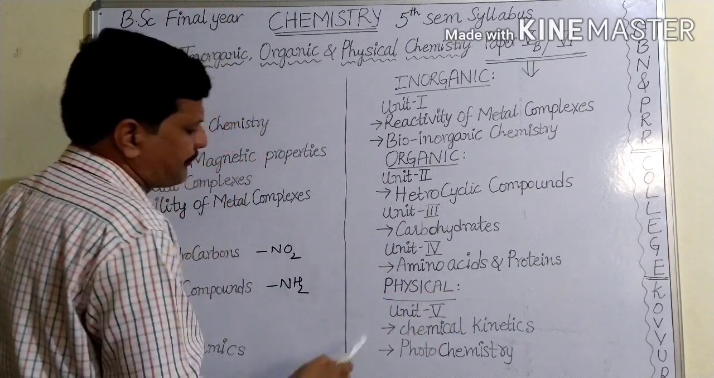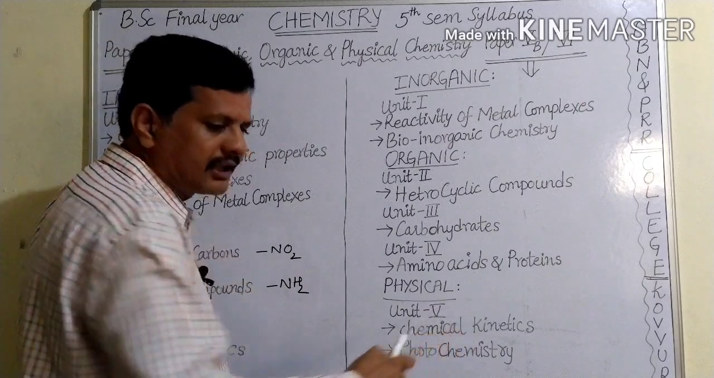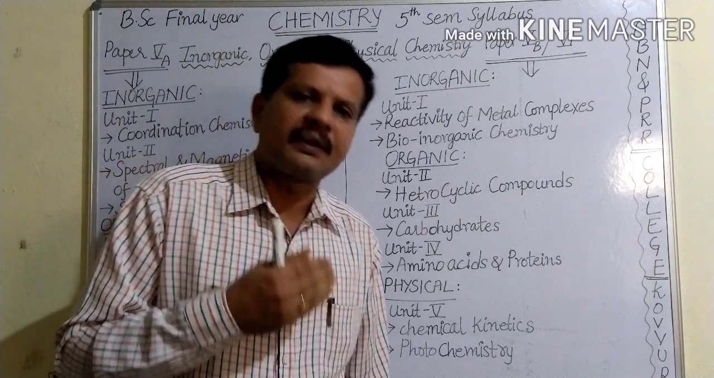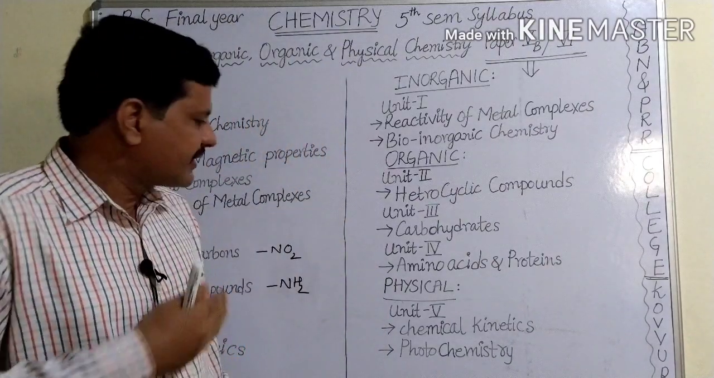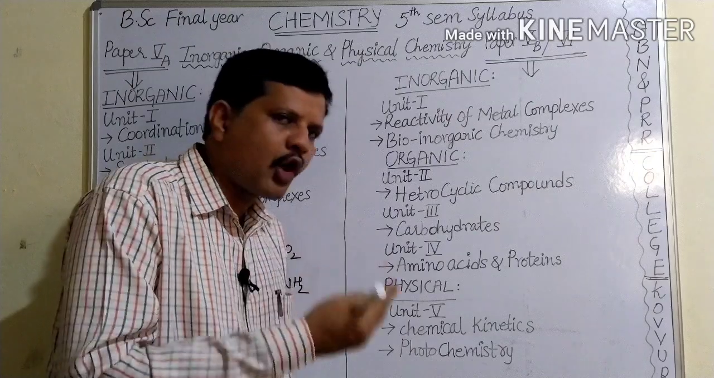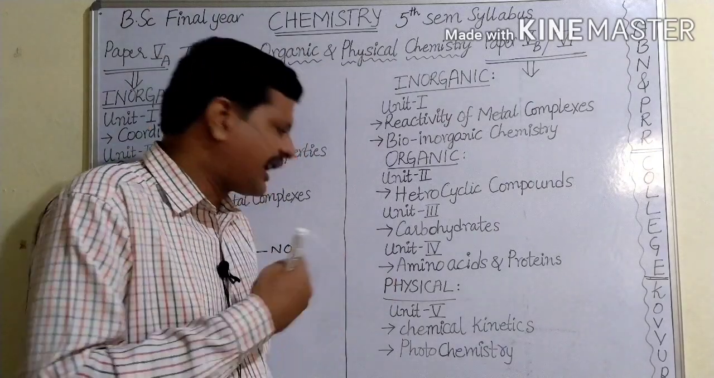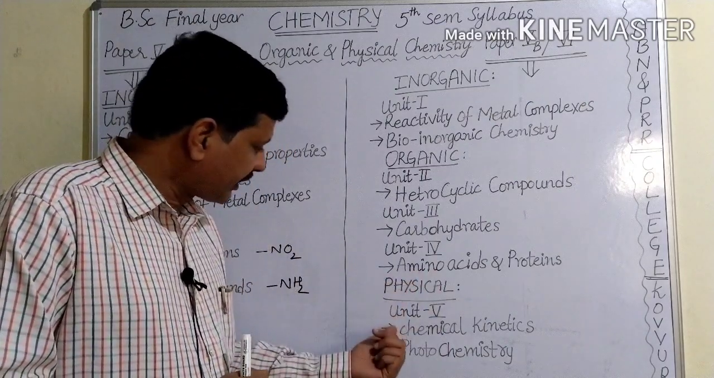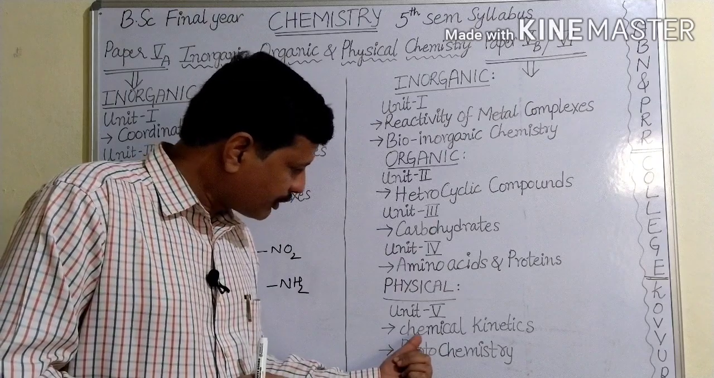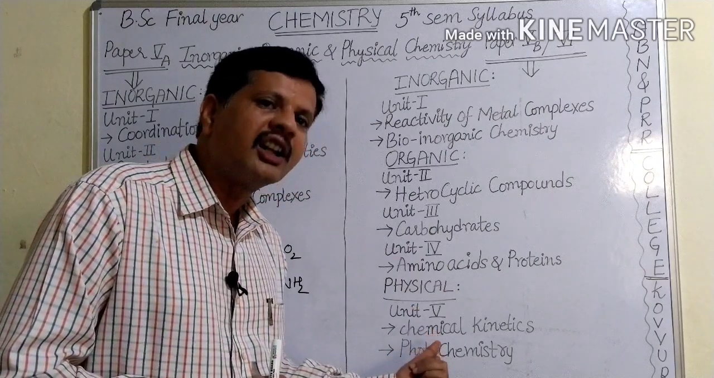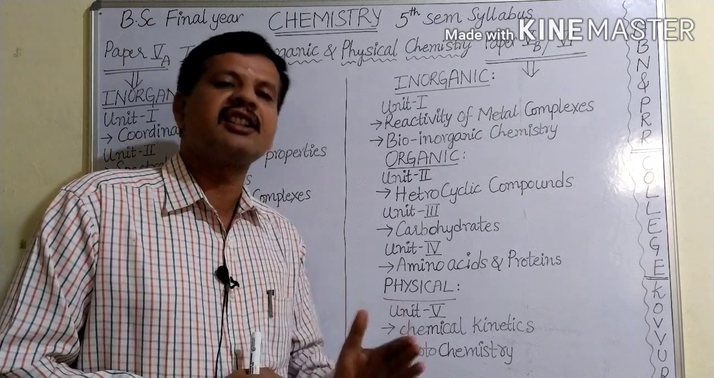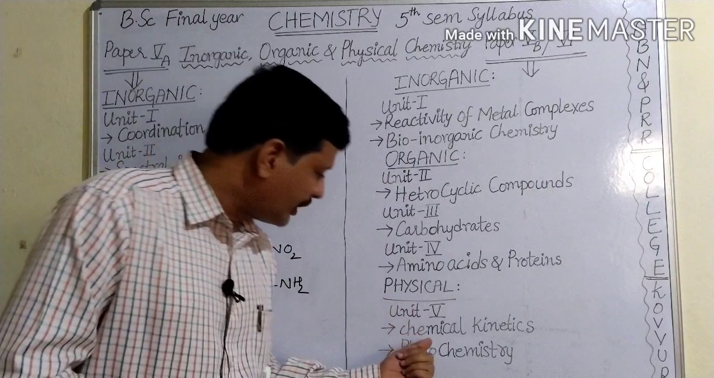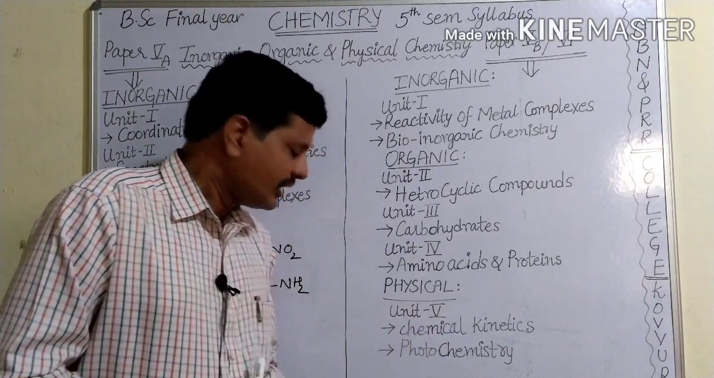Then come to the last one, the physical chemistry part. In this physical chemistry, we have 2 chapters. One is chemical kinetics. In this chemical kinetics, we learn about rate of reaction, order of a reaction, molecularity. It means determination of rate constant of zero order reaction, first order reaction, second order reaction, and of course third order reaction. Then after that we learn about the effect of temperature on reaction rate, that is factors affecting reaction rate: concentration, temperature and catalyst, etc. We learn about this in this chapter.